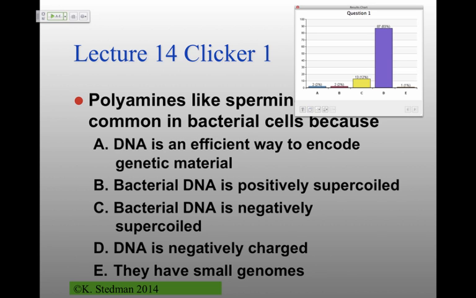So what do we think? That the reason that polyamines like spermine are common in bacterial cells is because DNA is negatively charged. Yes, because you have to be packaging it. The idea here is that DNA is actually a pretty inefficient way of encoding your genetic material, and so therefore you have to compact your DNA. One of the big problems with compacting DNA is that it's got negative charges on its backbone. So one of the ways to deal with that is to be adding a uniform or relatively uniform positive charge, and spermine and spermidine are the two most common ways that you do that.